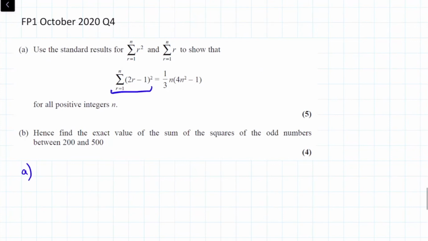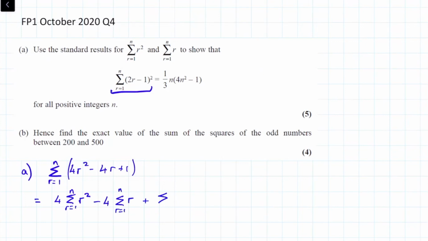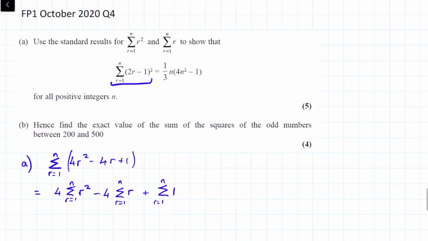First thing we will do is open up this bracket so that we can actually use the formulae that we know. So we will have the sum from 1 to n of 4r squared minus 4r plus 1. That's the sum we are looking for. And we can break this up into 4 times the sum of squares minus 4 times the sum of the natural numbers from 1 to n, plus the sum from 1 to n of 1.